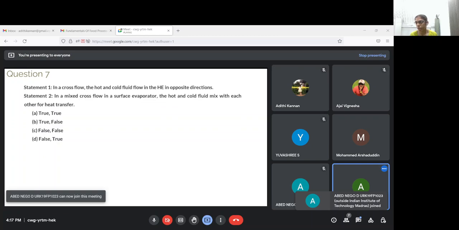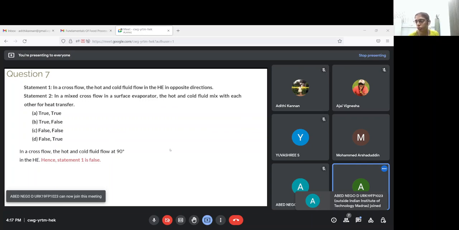Okay, any other answer for statement 1? What are the three types of flow that we studied? One, we studied parallel, the second we studied counter, the third we studied cross. So how is the flow arrangement in a cross flow? So the first one is actually false. There's a difference between counter and cross. Counter is opposite directions, cross is 90 degrees. So your hot and cold fluid will flow at 90 degrees in the heat exchanger. So statement 1 is false.